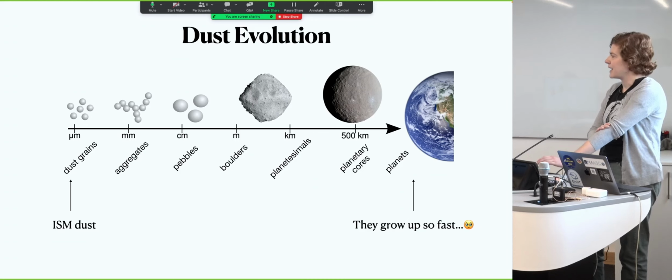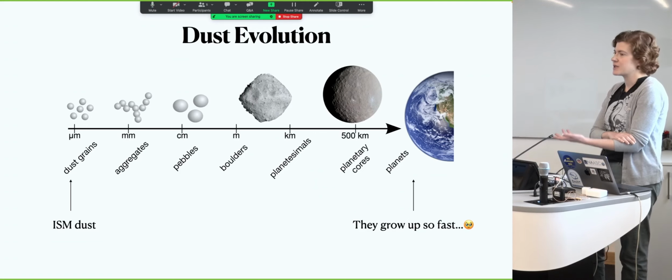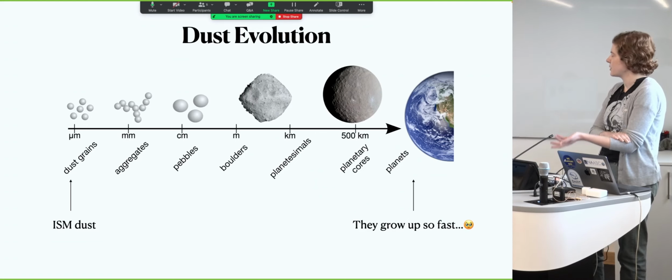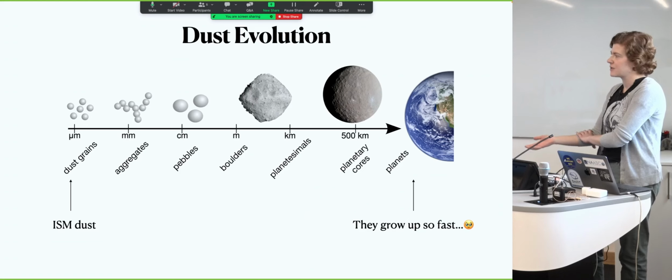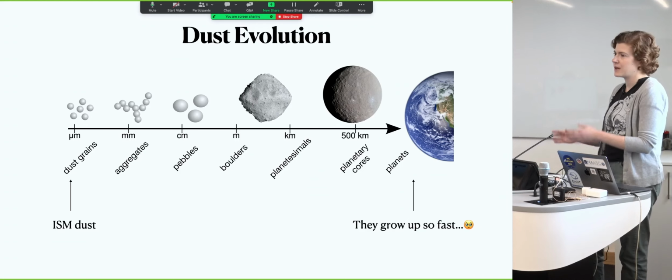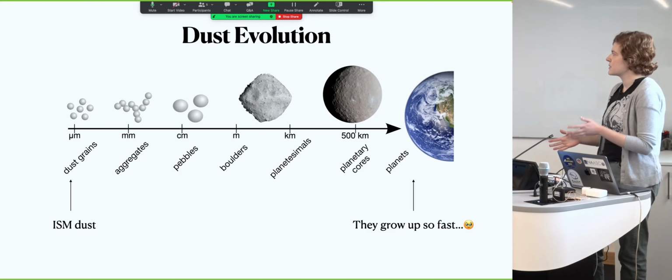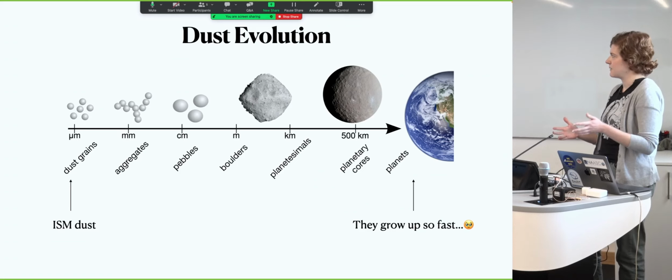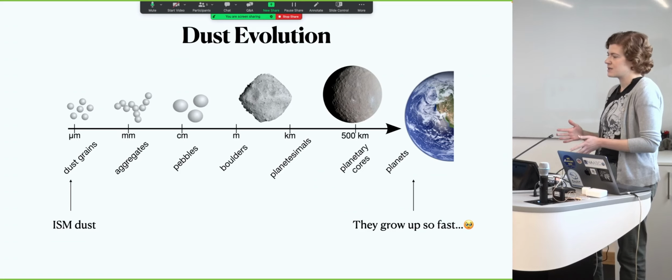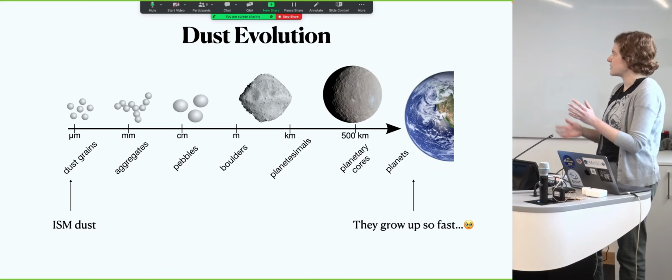So now we know that disks are very dynamic environments, and we know that the planet formation timescale has to be short in order for us to be seeing evidence of protoplanets in these disks. Protoplanetary disk lifetimes are only a few million years, so in astronomical terms that means you have a very short timescale to grow solid objects from the size of ISM dust, which is micron sized, all the way to planets.